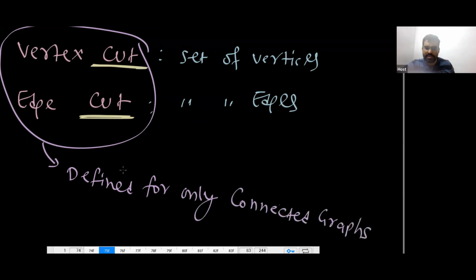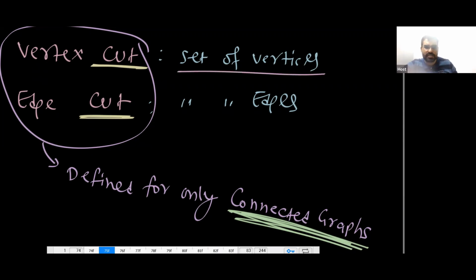Is it clear to everyone? Please tell me. So these concepts, vertex cut and edge cut, are only defined for connected graphs. Vertex cut means a set of vertices. Edge cut means a set of edges. These are only defined for connected graphs. The definition is exactly the same, but they are defined for connected graphs.